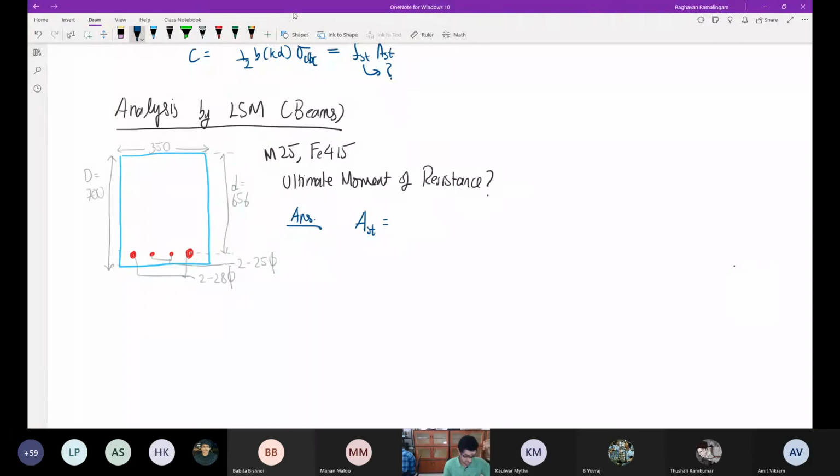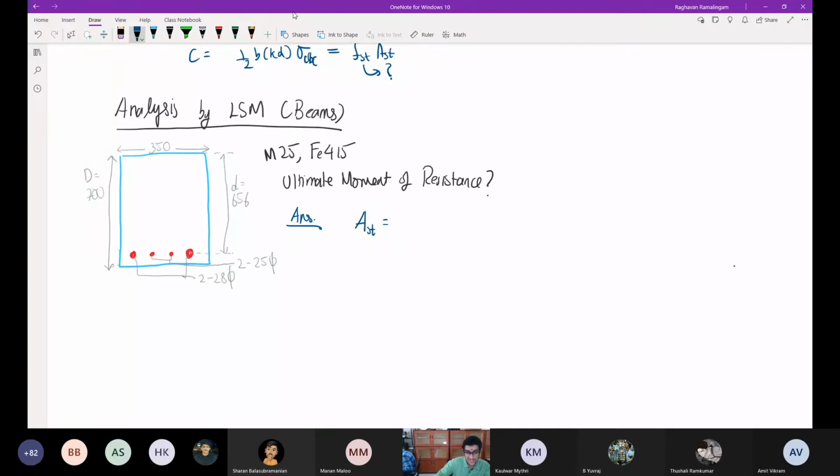Sir, 1106.62 mm square. No, do it again. Two numbers of 28 diameter bar and two numbers of 25. So 2213.25 mm square. 2213. No, forget decimal places. Usually just report it in whole numbers.